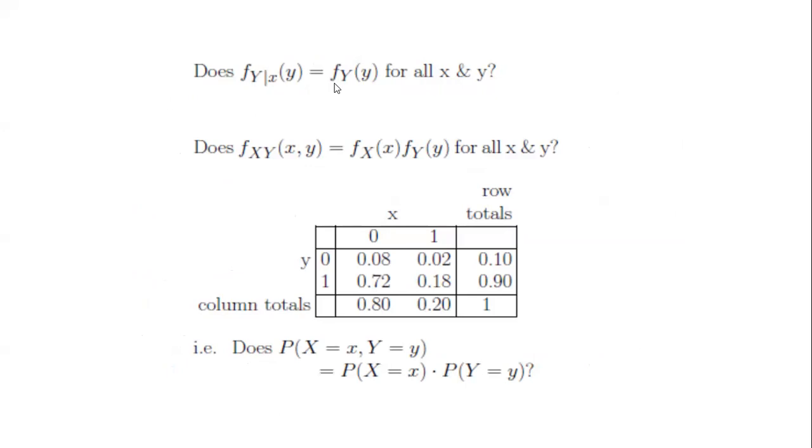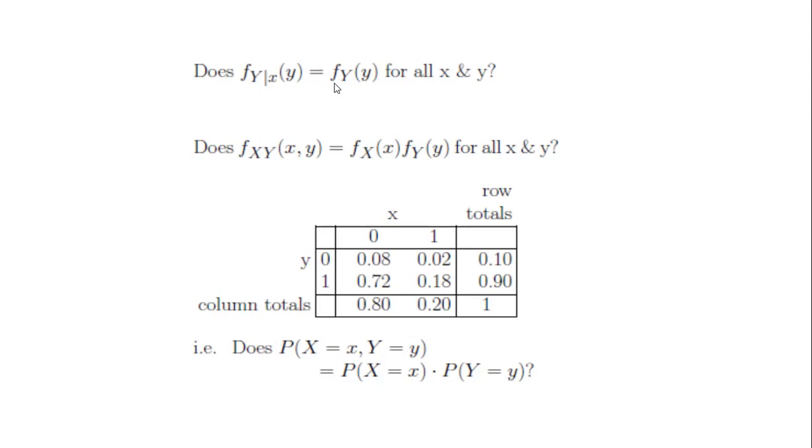Does probability of Y given X equal probability of Y for all X and Y? It should be, because that's the formula, right? In the independence formula, probability of Y given X equals probability of Y. So X does not make a difference. So it should be true. Yeah. And this is also true. The second condition is also true.